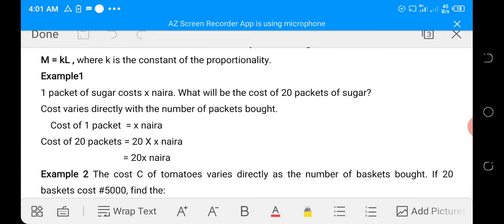Example 1. 1 packet of sugar costs X naira. What will be the cost of 20 packets of sugar? As we know, cost varies directly with the number of packets bought. So cost of 1 packet is X naira. So cost of 20 packets is going to be 20 times X naira, and that will give us 20X naira.